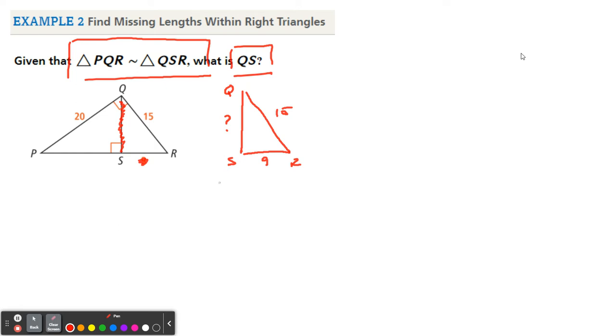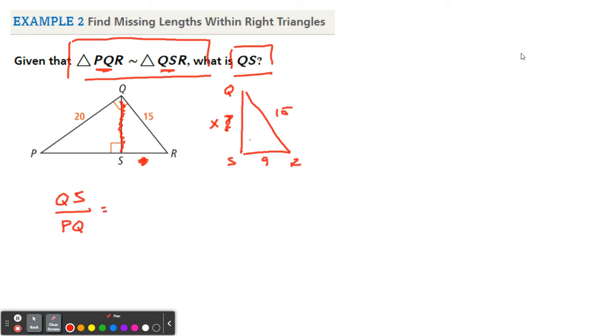So let's see if we can create a correspondence, or a proportion, involving QS and its corresponding parts. If I want to find QS, I'm going to call it X. QS is in the second triangle, in the first and second spots. So QS is going to correspond to PQ in the big triangle, and PQ is a length of 20. I'll just put PQ for right now, but we'll use the numbers in a second.